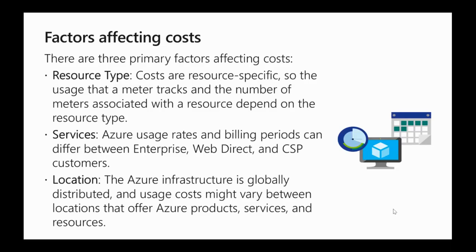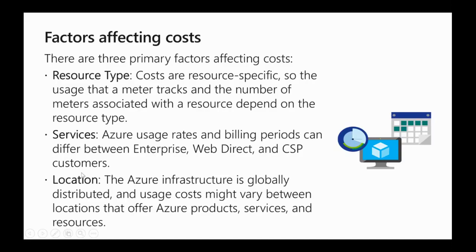If you want an example, imagine at home, you just keep your electricity on even if it's not required. In that case, you will get an extra bill. The same goes in Azure. So what resource types are you using? Which services are you using? Azure usage rates and billing period can differ between enterprise, web direct, and CSP. I mean, there are different types of rates for enterprise customer, web direct, and CSP, but there is very slight difference around it. And the location.